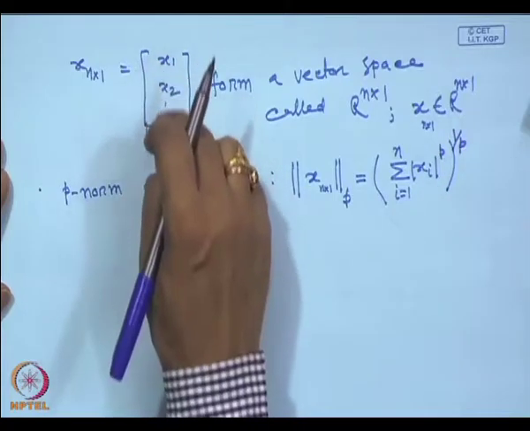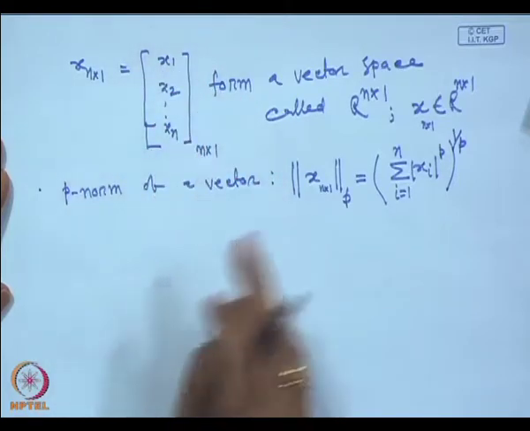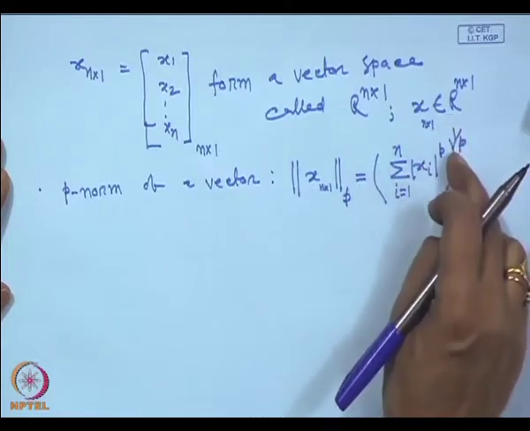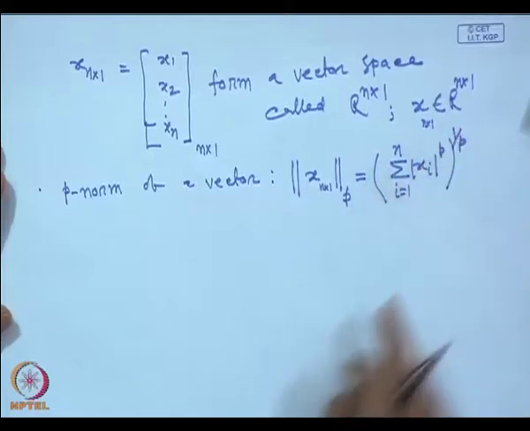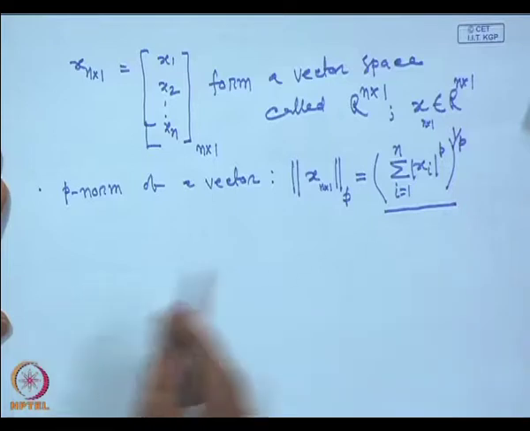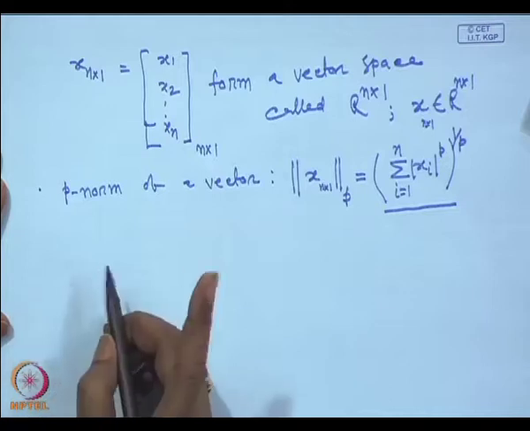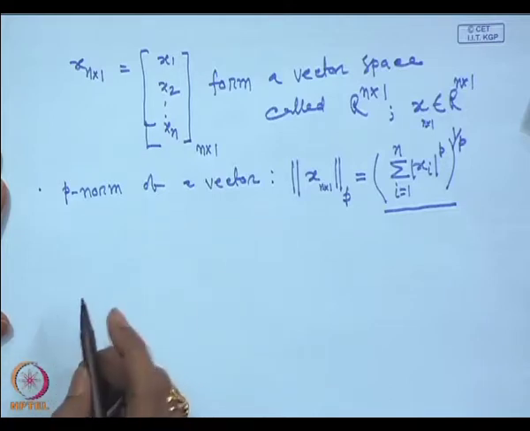That means you take the sum of the absolute values of the elements, each raised to the power of p, and then take the pth root of this. Now, most frequently we use the norm 1, norm 2, and then what is called the infinity norm.